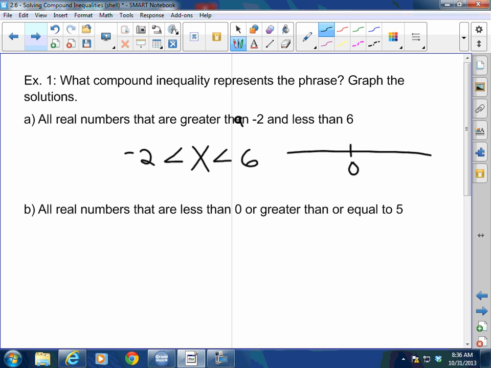Now, how do we graph that? Here's my 0, here's my negative 2, here's my 6. X is greater than negative 2, open circle to the right. However, it's less than 6, open circle to the left. So that means it's everything in between negative 2 and 6, but not including the negative 2 or the 6. Does that make sense? You promise, guys?